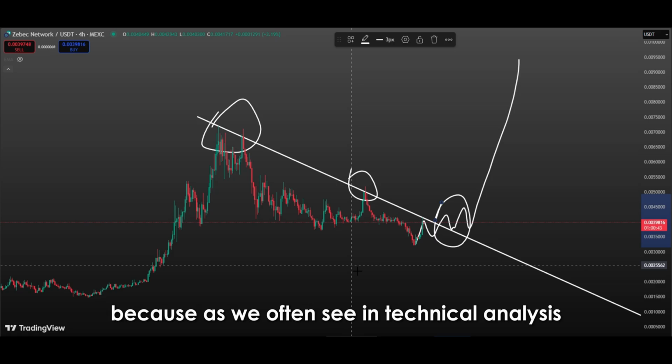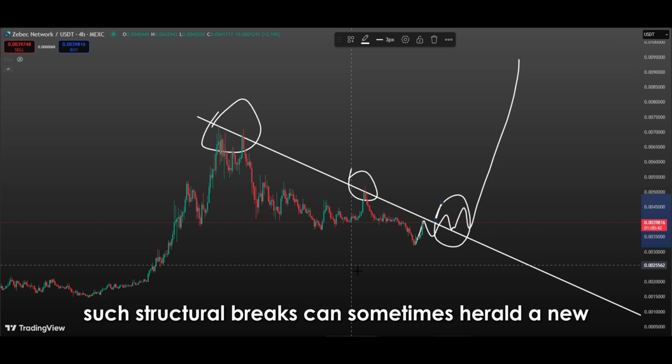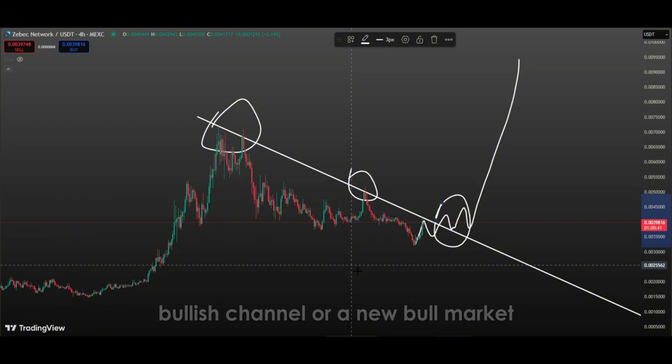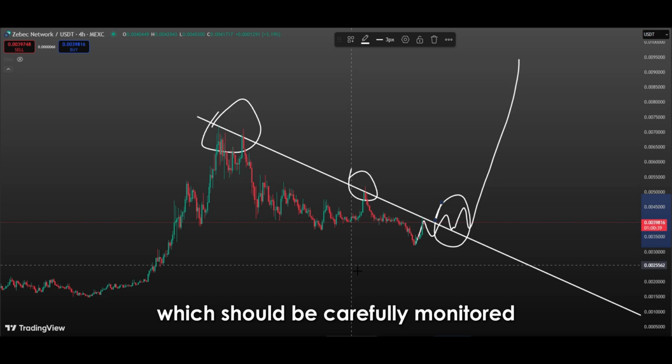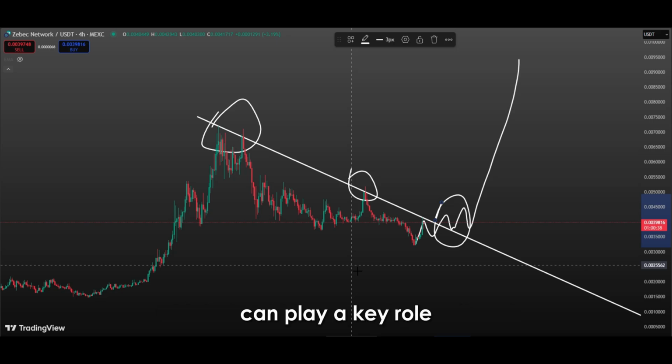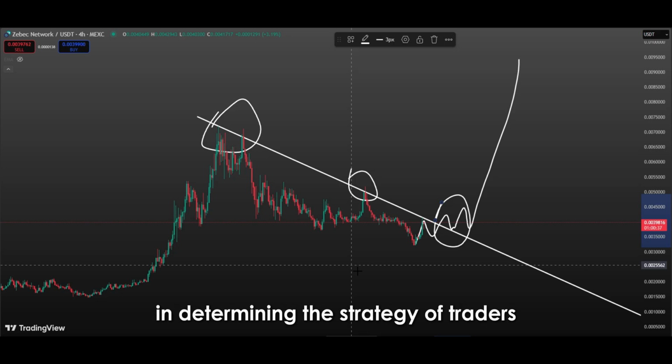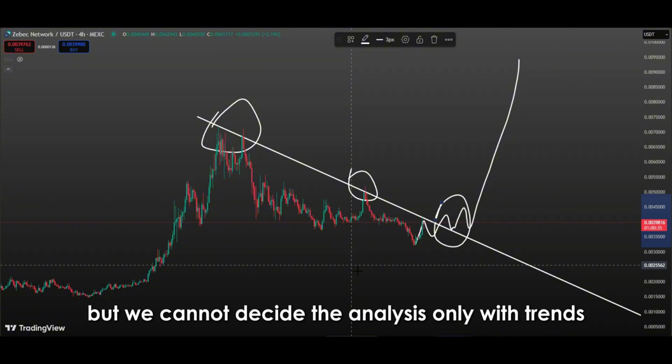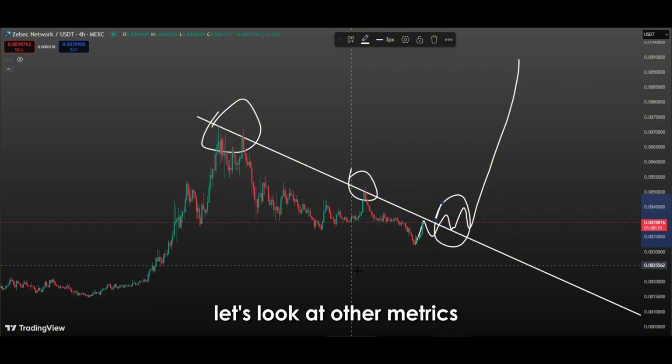Because, as we often see in technical analysis, such structural breaks can sometimes herald a new bullish channel or a new bull market. Therefore, these levels, which should be carefully monitored, can play a key role in determining the strategy of traders. But we cannot decide the analysis only with trends. Let's look at other metrics.